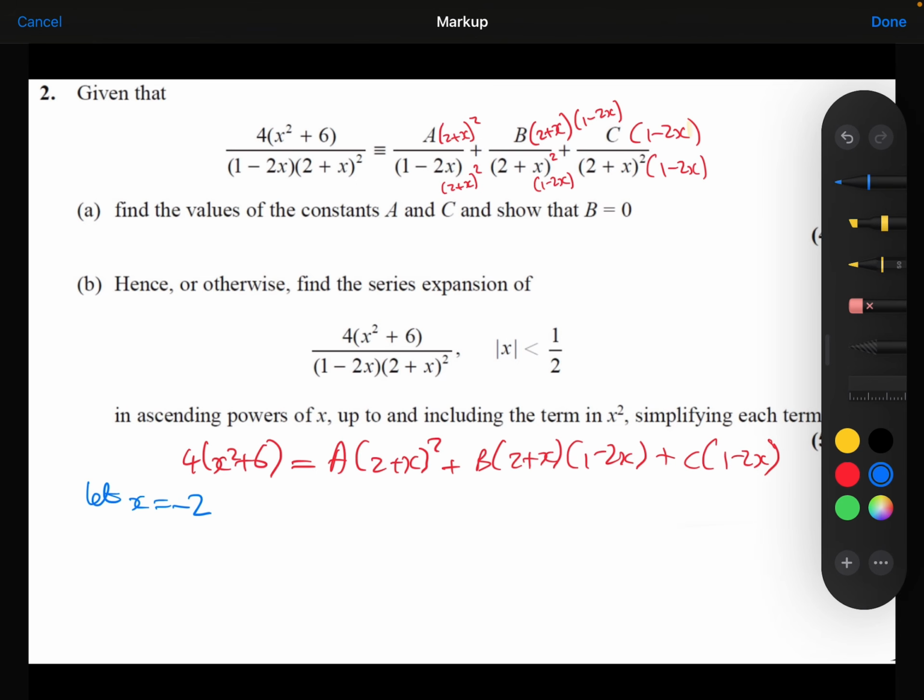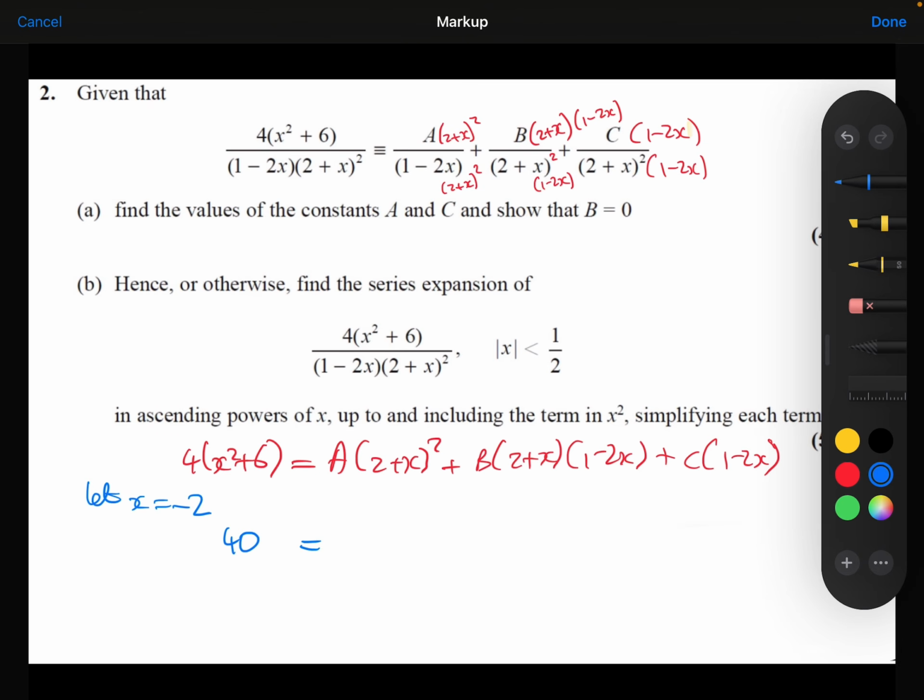So substituting the −2 on the left-hand side, I get 4 times (−2)² plus 6. The (−2)² is plus 4, plus the 6 is 10, times the 4 is 40. So the left-hand side is 40.